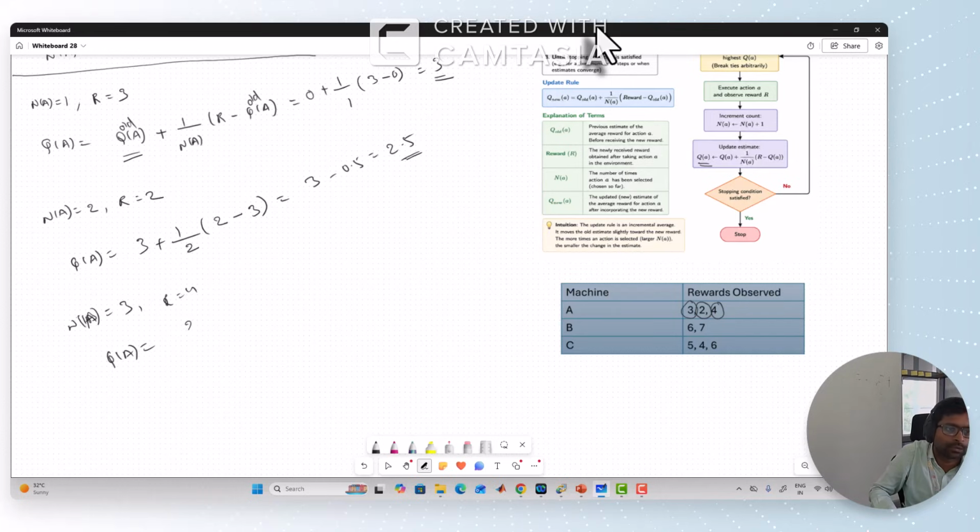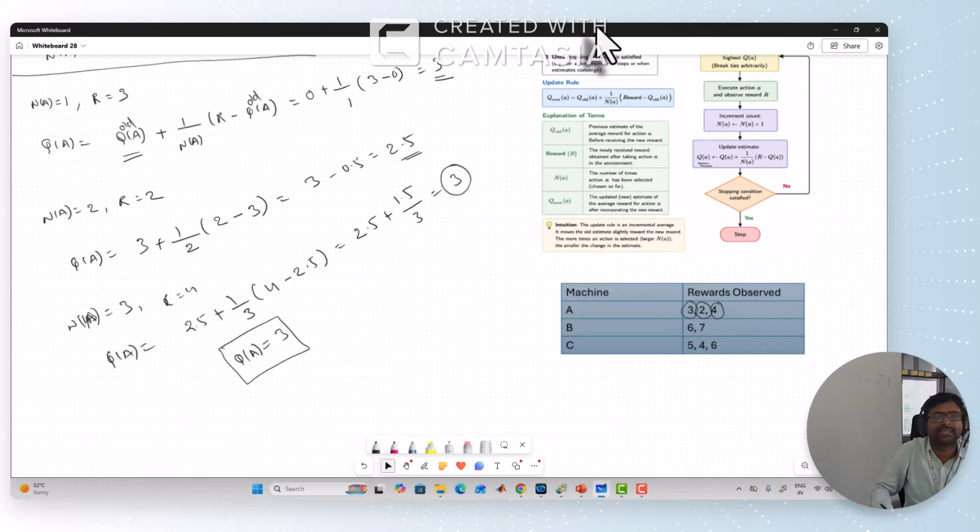2.5. So 2.5 plus 1 by number of plays 3, third play, multiplied by what is the reward? 4 minus what is the old Q of A value? 2.5. So that's equal to 2.5 plus 4 minus 2.5, that is 1.5, divided by 3, that's equal to 0.5. 0.5 plus 2.5, that's equal to 3. So finally the estimated return by machine A is equal to 3, right?